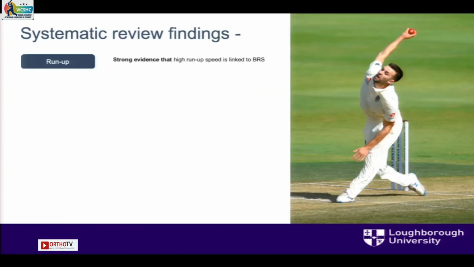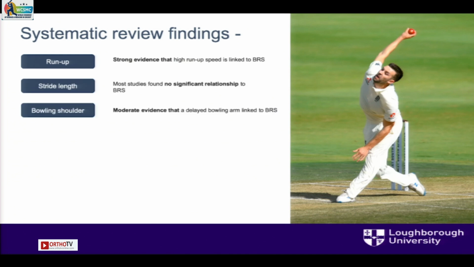So we did a systematic review early on in the PhD and just wanted to present some of the findings. Some of the common variables that were looked at was run-up speed. We found strong evidence that was related to high run-up speed. Stride length, no significant relationship. Bowling shoulder, we found moderate evidence that a delayed bowling arm was linked to high BRS.